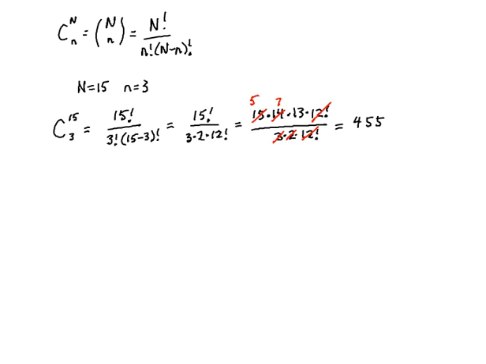So the probability that all 3 of those friends are chosen for that 3-person committee would be 1 out of 455, and that would be 0.0022, or about 1/5%. So it's not very likely that the 3 friends would end up on that committee.